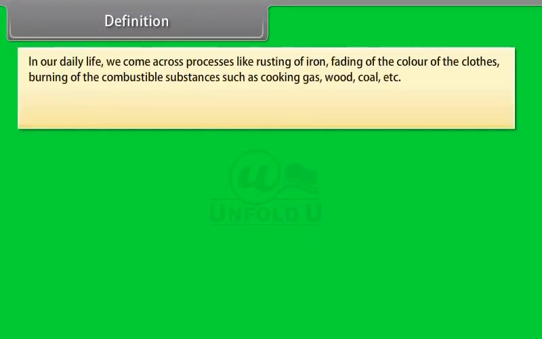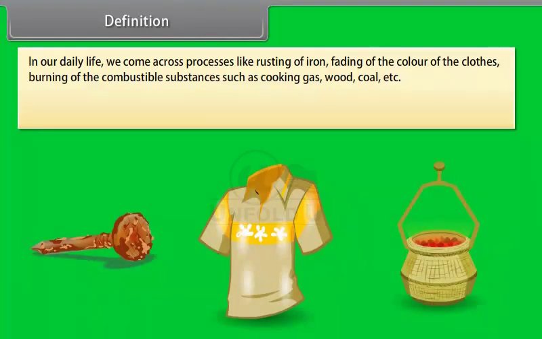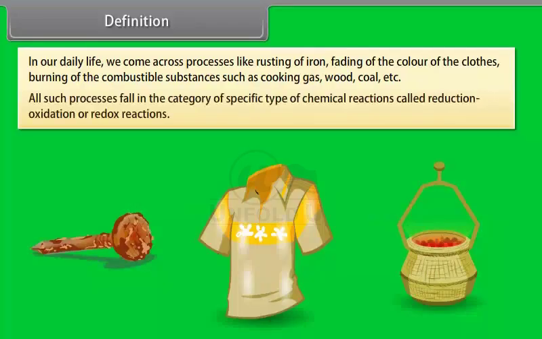Definition. In our daily life, we come across processes like rusting of iron, fading of the color of the clothes, burning of the combustible substance such as cooking gas, wood, coal, etc. All such processes fall in the category of specific type of chemical reactions called reduction oxidation or redox reactions.